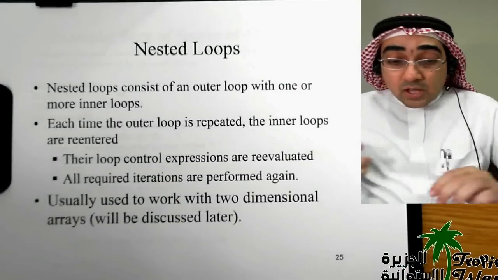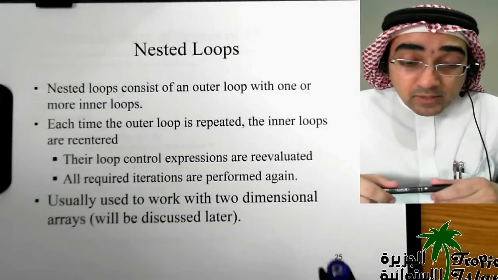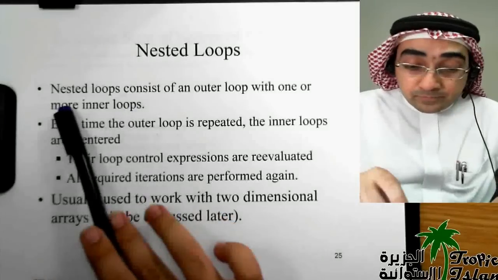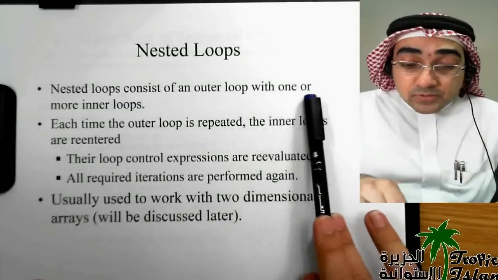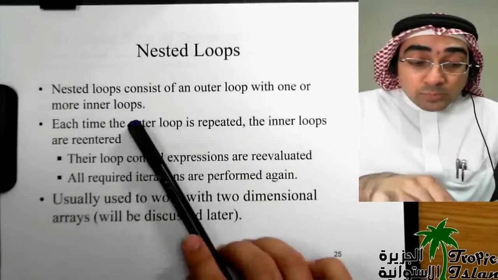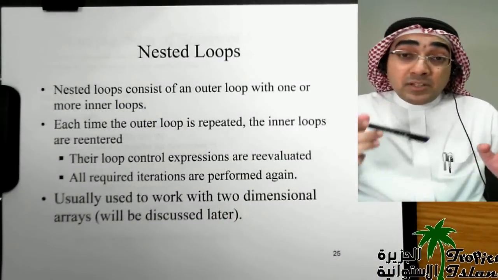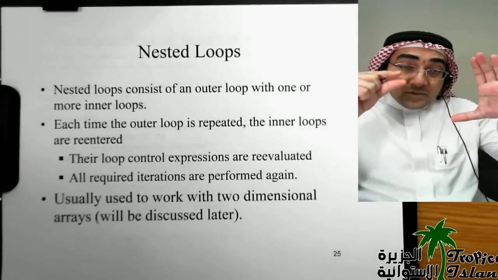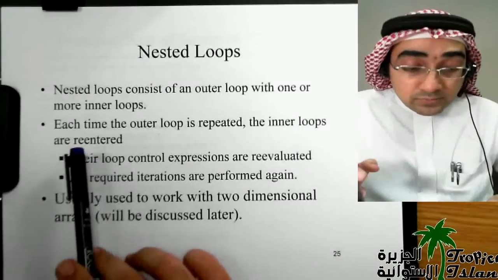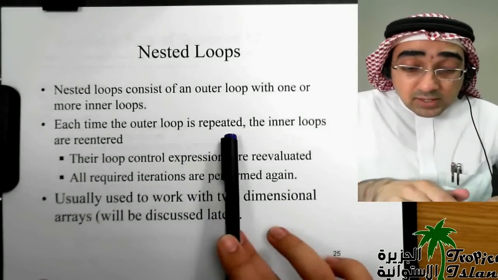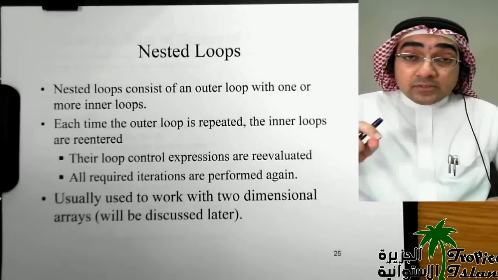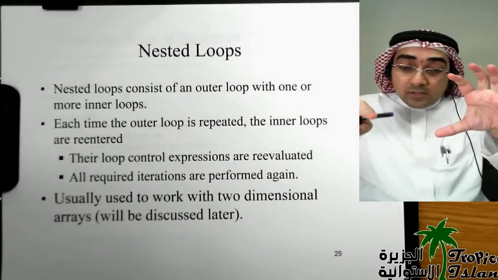Let's talk about nested loops. Okay, nested loops. What are nested loops? Nested loops are loops that are inside a loop. Nested loops consist of an outer loop with one or more inner loops. So you can have as many inner loops as you like. So you have a bigger loop, and inside it you have a smaller loop, and maybe inside you have a smaller loop, and you can go on to infinity on this. Each time the outer loop is repeated, the inner loops are re-entered. So in the outer loop, when you do it, you actually go into the inner loop.